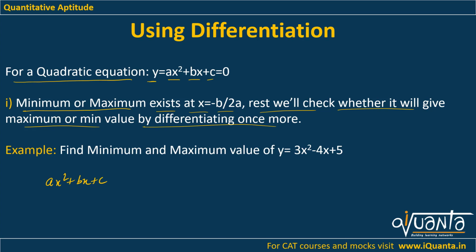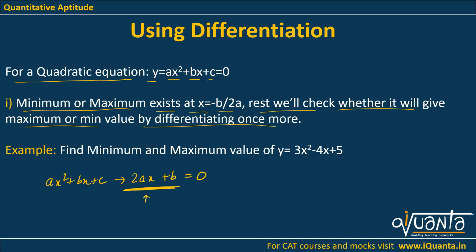First of all, to check at which point minimum or maximum occurs, you will differentiate it once with respect to x, because this equation is in terms of x. So you will get the differentiation as 2ax plus b, right? To find out at which point minimum or maximum exists, you will equate this first differentiation equal to 0.